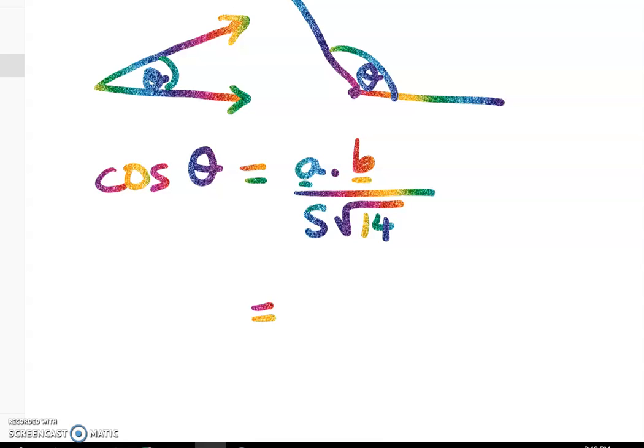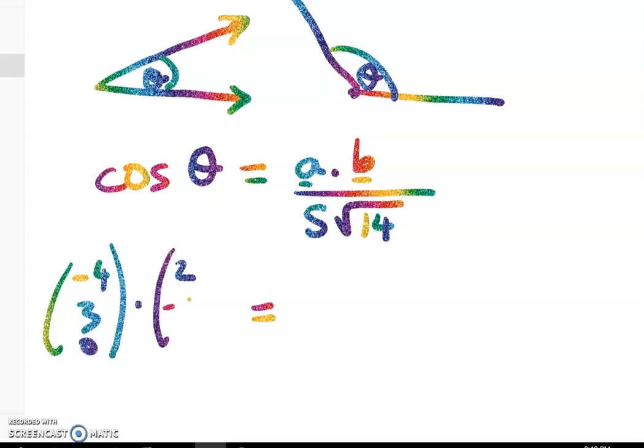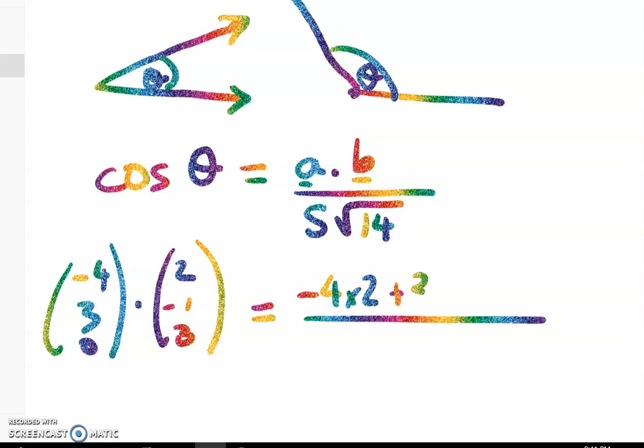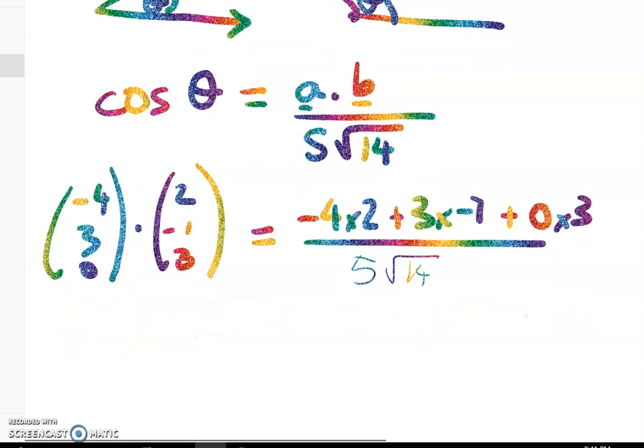And that dot product works out to be, so remember the vectors were these. We've got 2, negative 1 and 3. So that's going to be negative 4 times 2 plus 3 times negative 1 plus 0 times 3. Probably time I changed that pen. There we go, and it's going to be over 5 root 14.